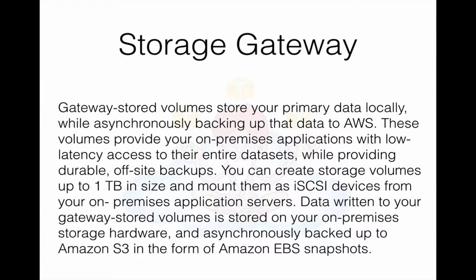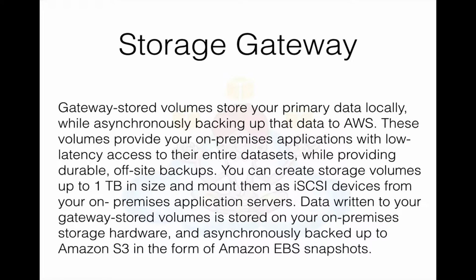We'll talk about gateway stored volumes. They store your primary data locally while asynchronously backing up the data to AWS. So with gateway cache, it's only the recent data. With gateway stored, it's all data, and it's there inside your data center, and it's using S3 as a backup mechanism, so an offsite backup tool.